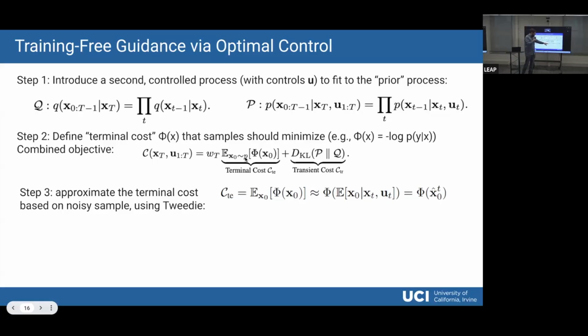And so instead, we use Tweedie's formula here, which, instead of an exact expectation under this conditional distribution, lets you plug in the most likely sample. So the expectation of x0 conditioned on xt and your current controlled force ut. And we just call that phi of x hat.